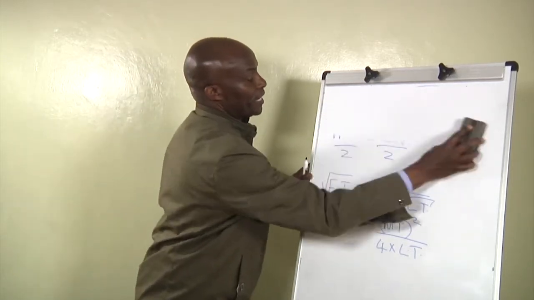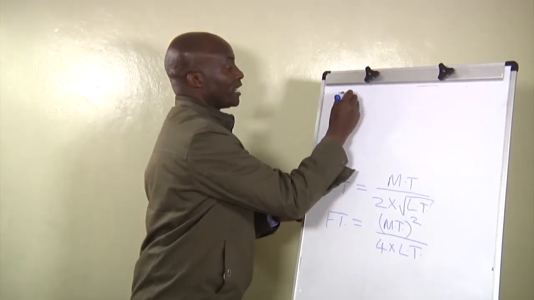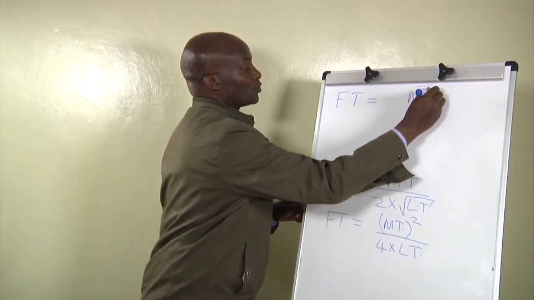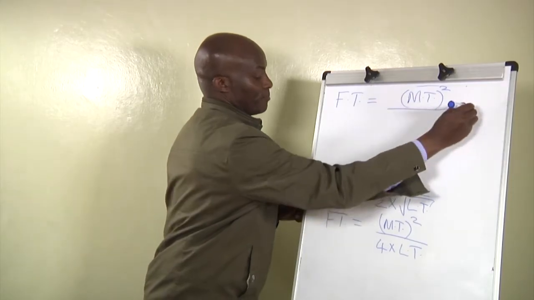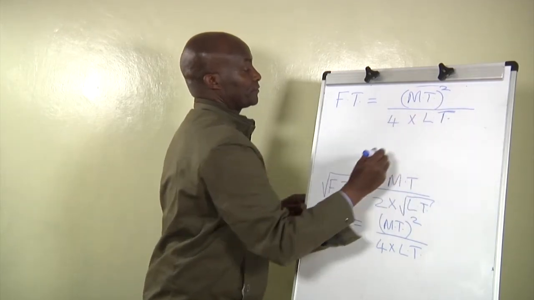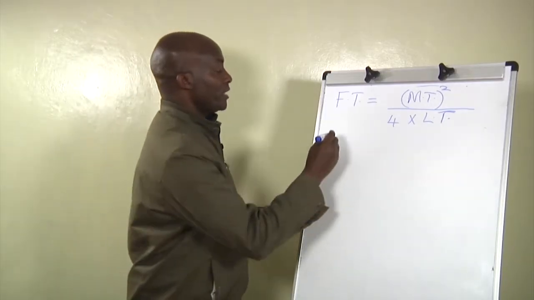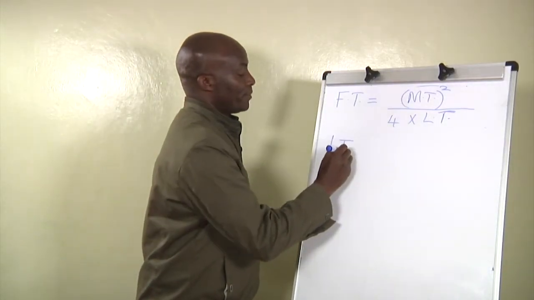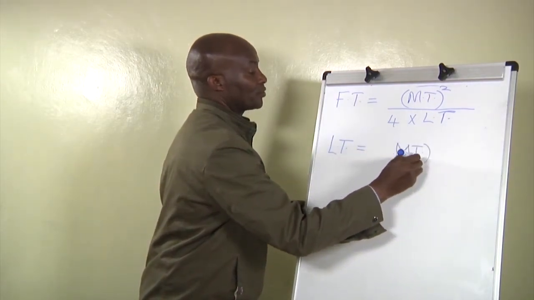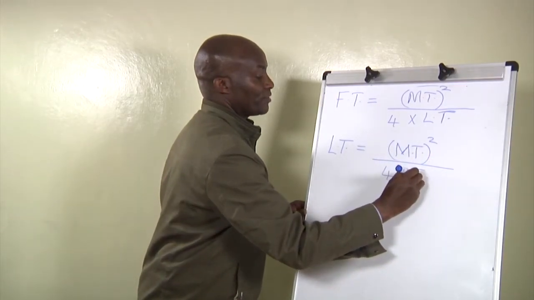Let me write it here. The first term is equal to middle term squared divided by 4 times the last term. And then I'll just give this one straight away. The last term is equal to middle term squared divided by 4 times the first term.